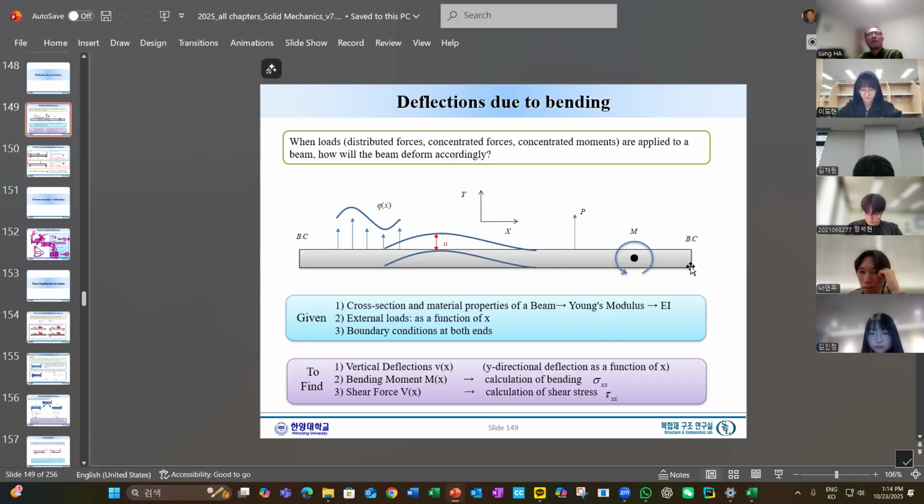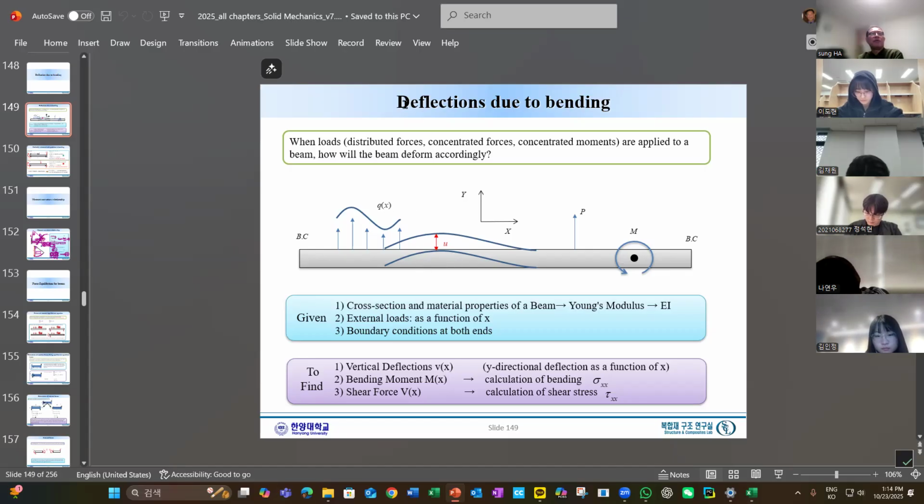This is a straight beam, and it is subject to several different loads. This could be some distributed load. Qx is a distributed load. Simply say, Qx, the distributed load, is a load per unit length. So we will pay more attention to Qx.